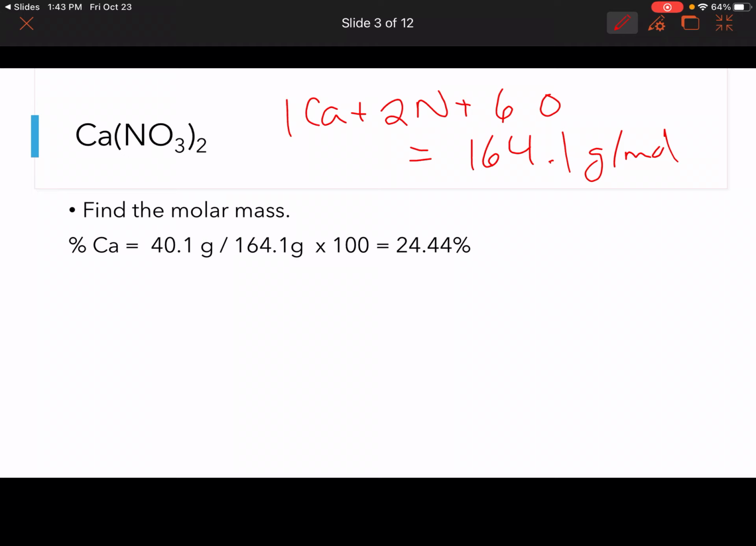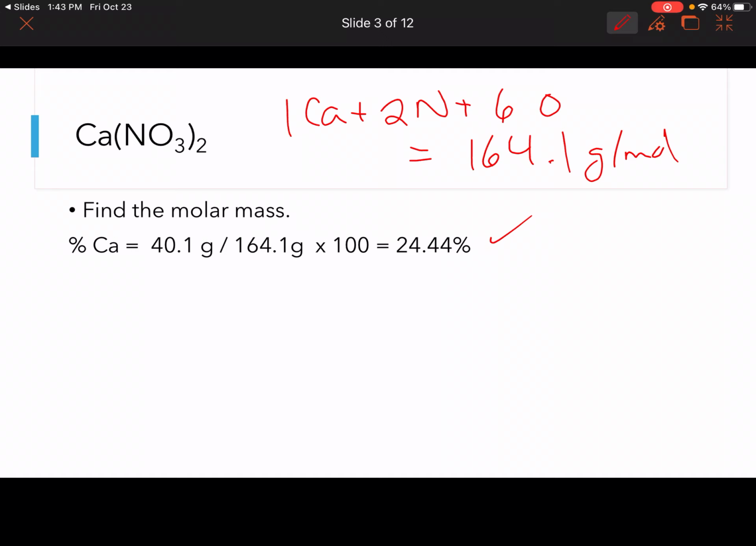Now, we're going to find the percentage. So we know that calcium has a mass of 40.1. That came from our periodic table. So if we take the mass of calcium and we divide it by the overall mass of the calcium nitrate and we multiply that by 100, we end up getting our percent of calcium. So calcium nitrate by mass is 24.44% calcium.